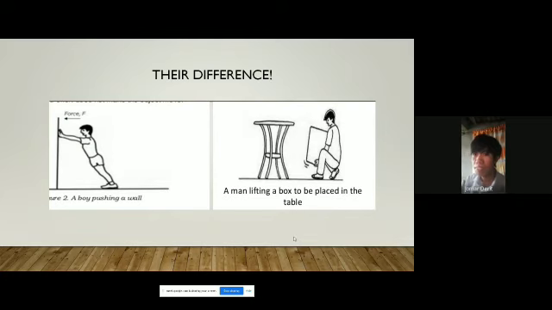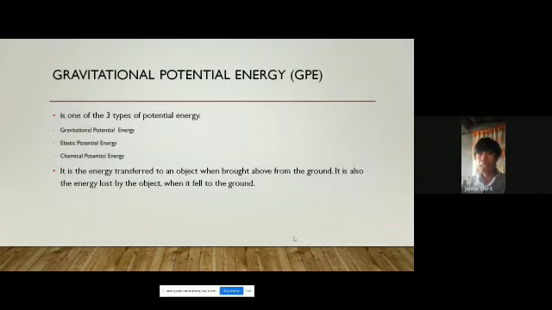None? Okay. The energy that is being transferred to the box is called potential energy. Specifically, it is called gravitational potential energy. That is the energy that is being transferred to the box. So it has a name. So moving forward, we will define gravitational potential energy. So here is the definition. Who wants to read the definition of gravitational potential energy?